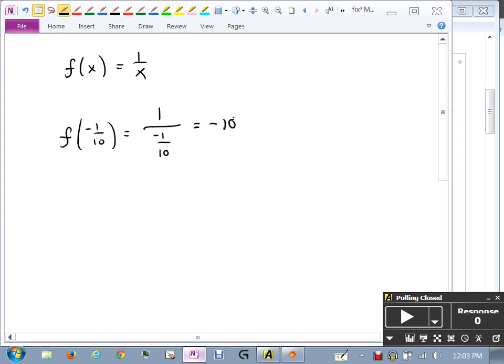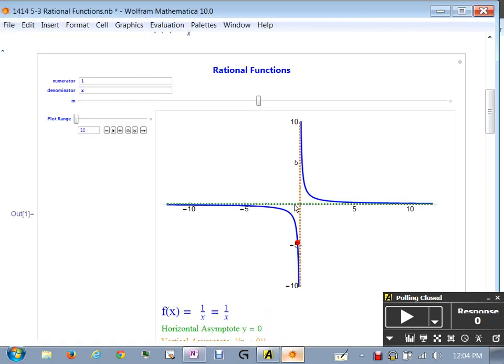Give me something even closer to 0 on the left side. Negative 1/1000. That's even closer, right? If you plug that in, what would you get? 1 over negative 1/1000 would give you negative 1,000. So does that make sense that as I try and get closer, the graph starts to dive down forever? Yes?